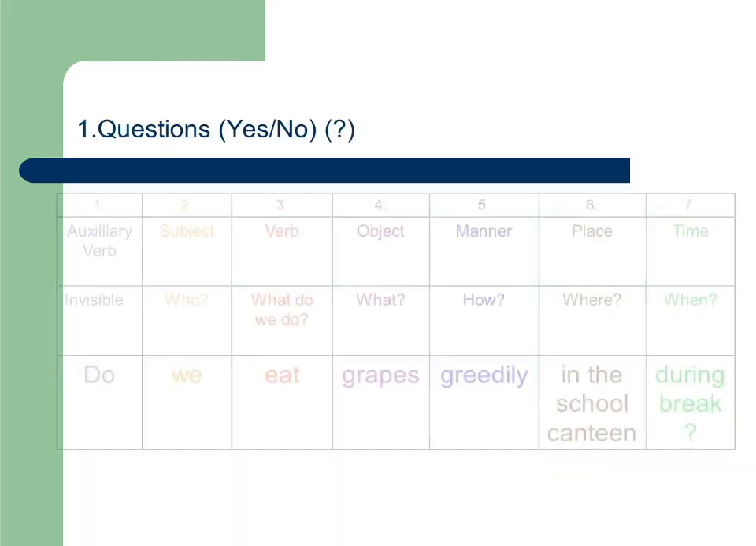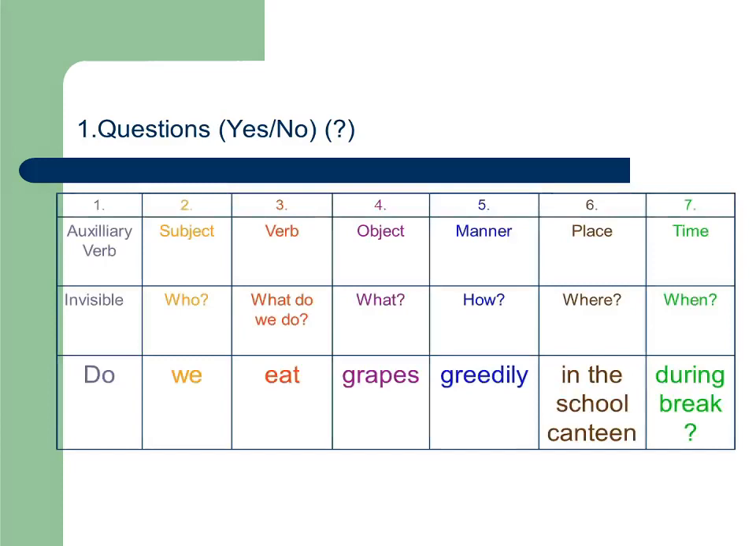You see, auxiliary verb, subject, verb, object, manner, place, time. Do we eat grapes greedily in the school canteen during the break? In the previous slide, you have seen that we do not. So the do verb is just brought to the first place. After bringing this into first place, we can make the sentence. Now it is in question mode.